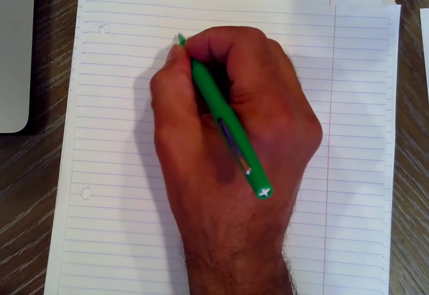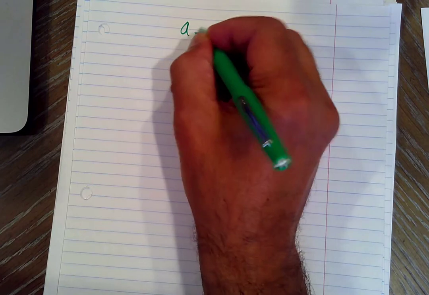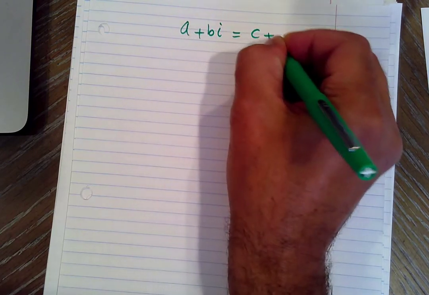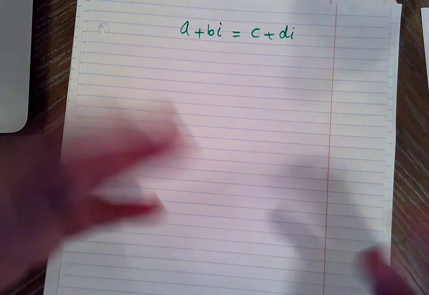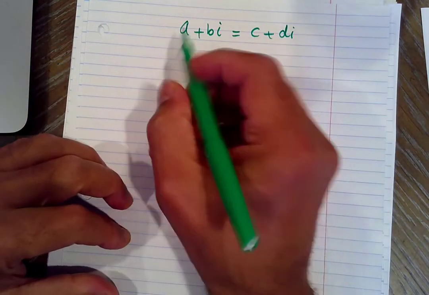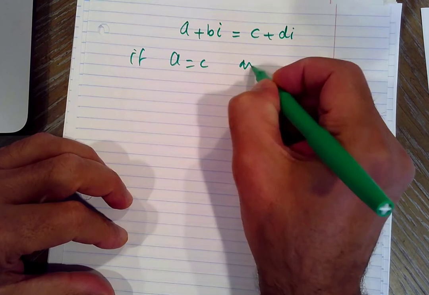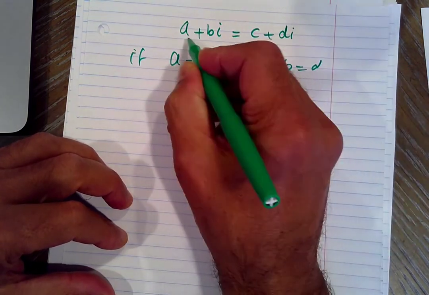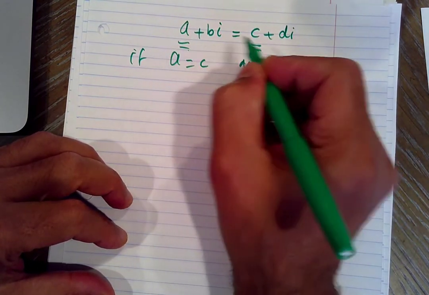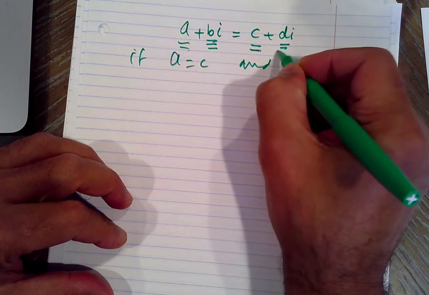Okay, so now we know what complex numbers should look like. So we say two complex numbers are equal, like a plus bi equals c plus di, if they're exactly the same, meaning a equals c and b equals d. So the real parts have to be equal and the i parts have to be equal. Okay?